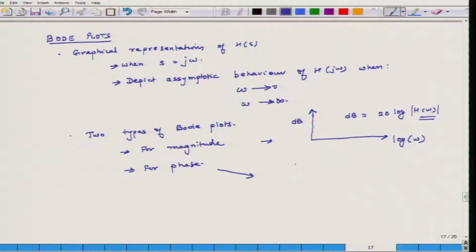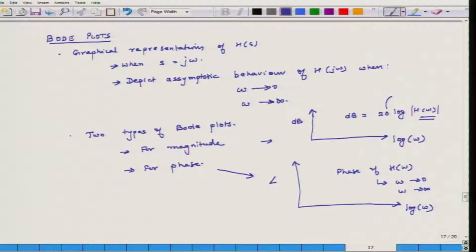For phase, on the x axis we plot log omega and on the y axis we plot phase, and this could be in radians. So, this is the phase of H of omega, but it is not just H of omega, it is under two conditions, when omega approaches 0 and when omega approaches infinity, the asymptotic behavior. Same thing for the magnitude plot: when omega approaches 0 and when omega approaches infinity, the asymptotic behavior of the magnitude is plotted on the Bode plot, and that is what we look at. So, this is the overview. Now, we will look at some simple examples which will make this concept much more clear.